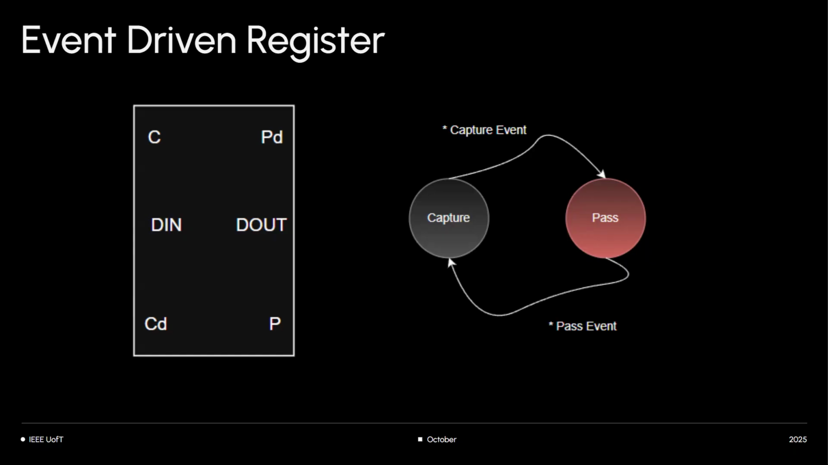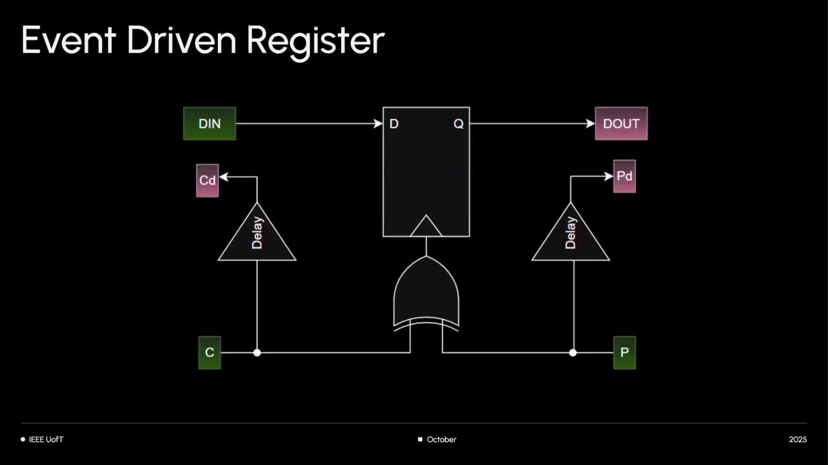So let's look at the implementation of this. It's a simple implementation again. You build it using an XOR and a flip-flop. So there are 4 signals here.